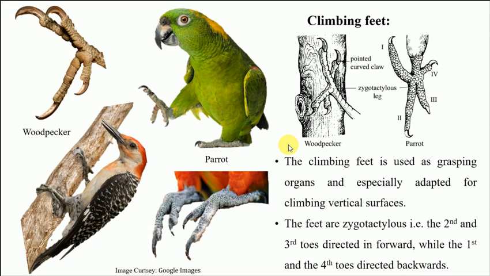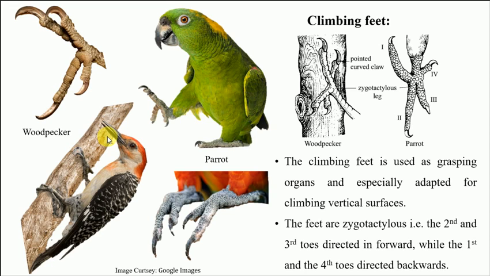The next one is the climbing feet. Now climbing feet is found in birds like the parrot, hoopoe, woodpecker, and these kinds of feet are useful for grasping the organ and specially adapted for climbing on vertical surfaces. Particularly, if you see the woodpecker, they always climb on the vertical surface, that is the branch, while they are preparing the nest with the help of their chiseling beak.